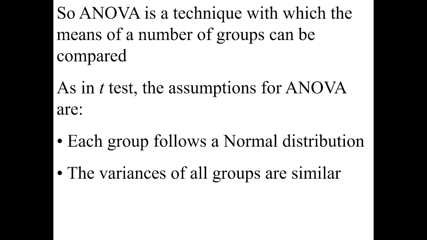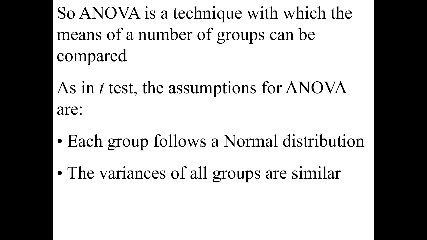So ANOVA is a technique with which the means of a number of groups can be compared, but the parameter is the same. You can't compare height with weight or weight with blood pressure. We can compare height of males versus height of females, height of rural versus height of urban, height of educated versus uneducated. So the parameter is one, but the parameter estimates come from different groups, which can be compared by a technique called ANOVA.